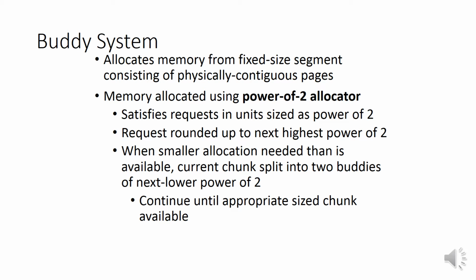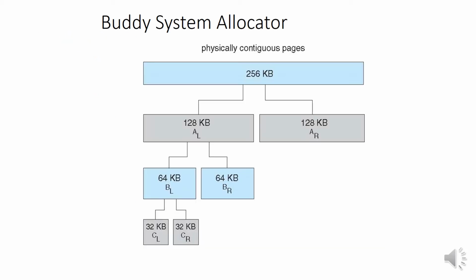When a smaller allocation is needed than is available, the current chunk is split into 2 buddies of the next lower power of 2. This continues until a chunk of the appropriate size is available. So, how do we calculate the buddy system? We have 256, which is divided into 128, left and right. Then it is divided further into 64, buddy left and buddy right. Then we will have A and B, and again 32 and 32.